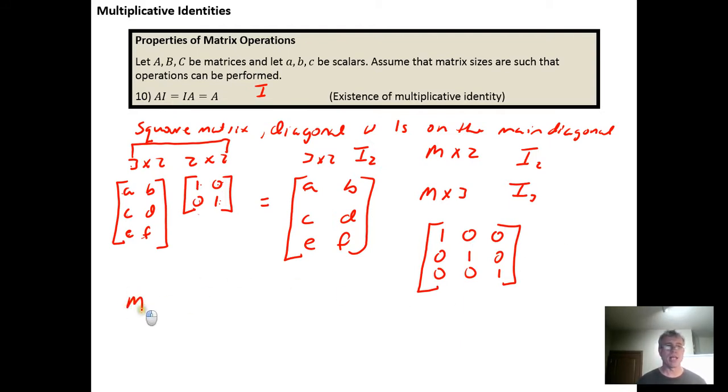So if we have an M by N matrix, then the identity matrix is going to be the I sub N identity matrix. The N by N square matrix that is a diagonal matrix with ones on the main diagonal. So that's how you construct your multiplicative identities. You look at the number of columns in the matrix you are interested in multiplying. You construct the N by N diagonal matrix with ones on the main diagonal to create the multiplicative identity matrix.